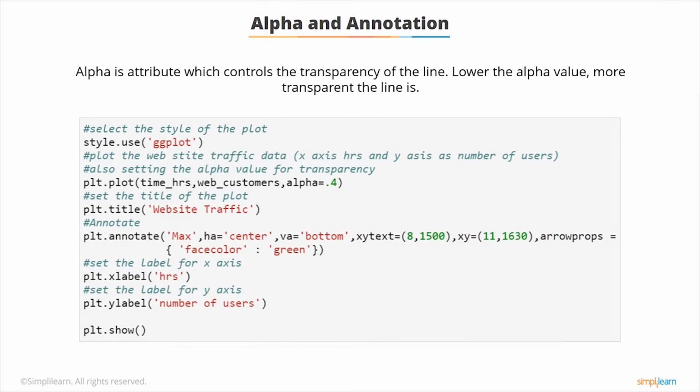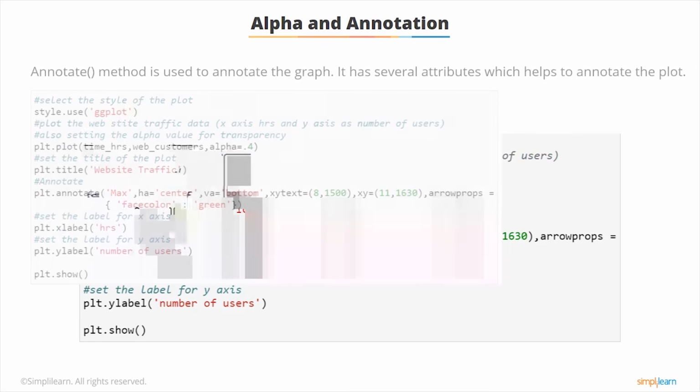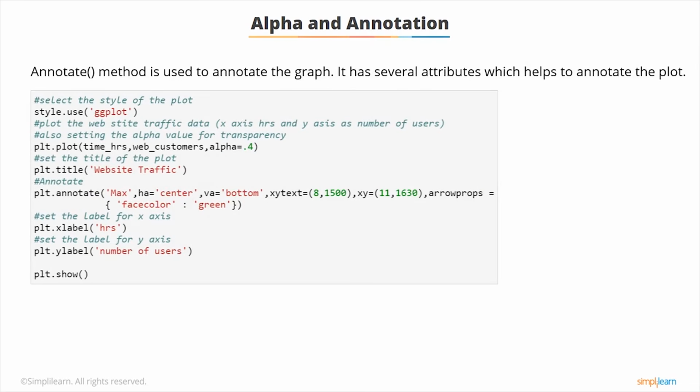Let's now understand how to set the transparency level of the line and to annotate a plot. Alpha is an attribute which controls the transparency of the line. Lower the alpha value, more transparent the line. Here, the alpha value is defined as 0.4. The annotate method is used to annotate the graph. The syntax for the annotate method is shown on the screen.